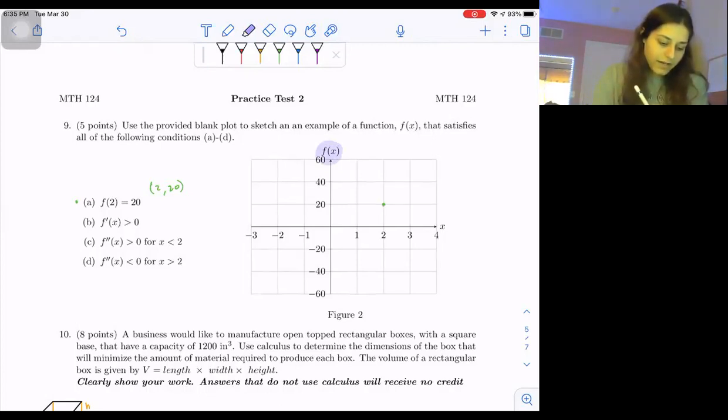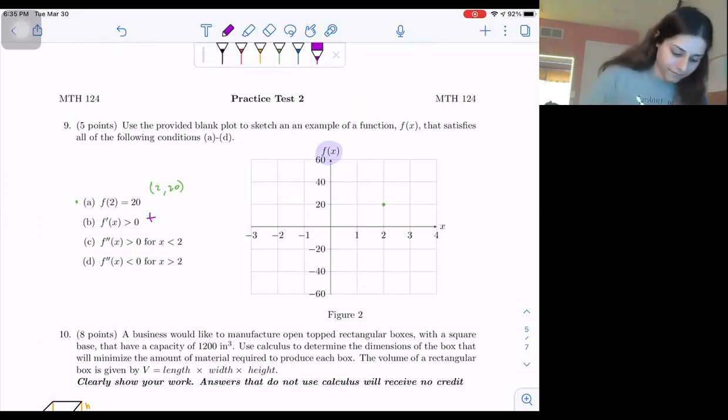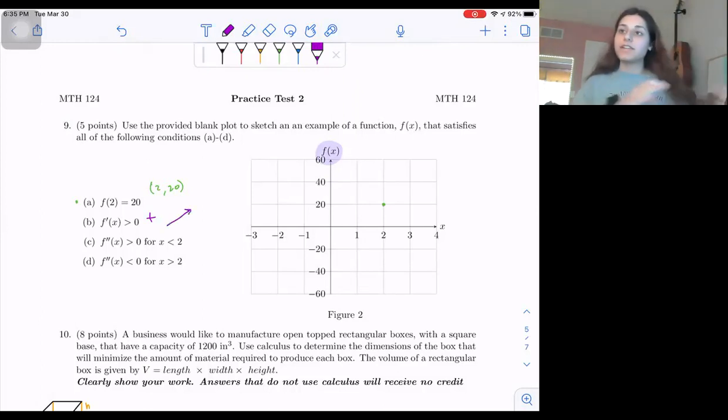Okay, next up we have the derivative. The first derivative is greater than 0, so the first derivative is positive. What does the first derivative tell us? It tells us if it's increasing or decreasing. Is the slope positive or negative? If the slope is positive, it's increasing, so it's going this way. So that's going to be the general direction of the entire function.